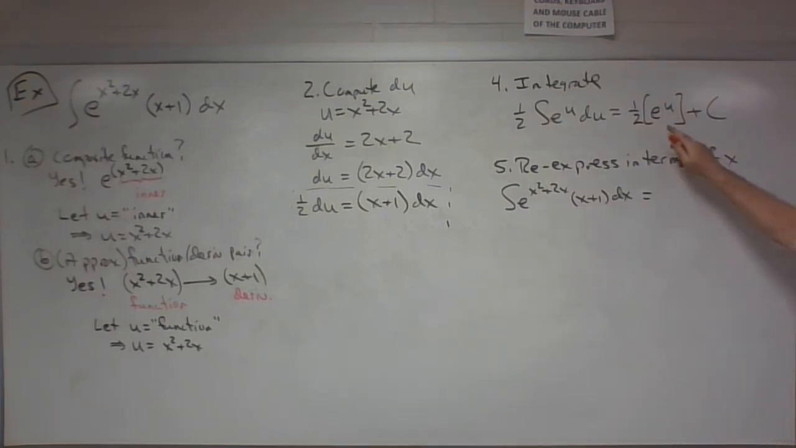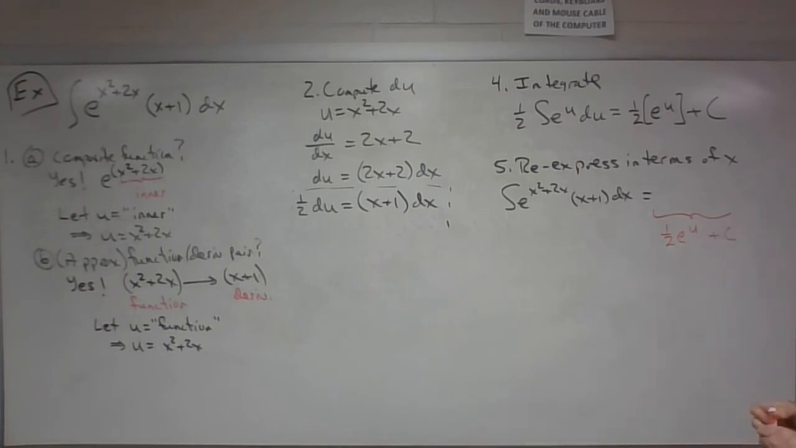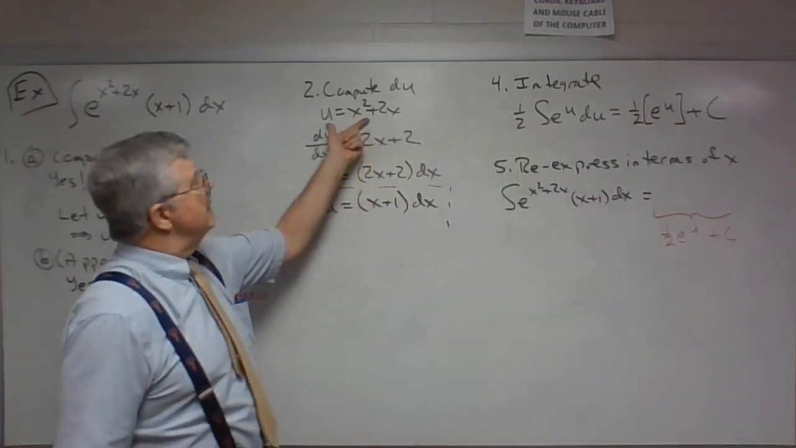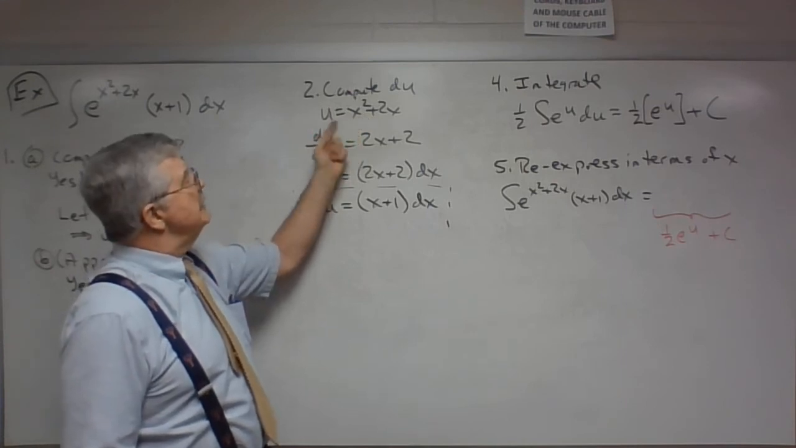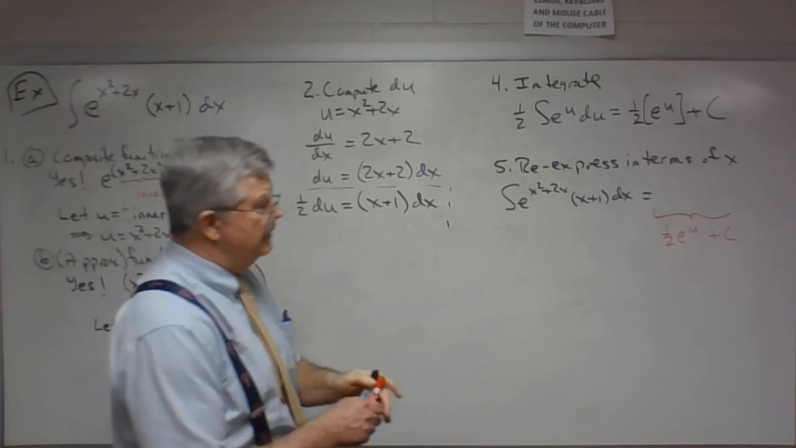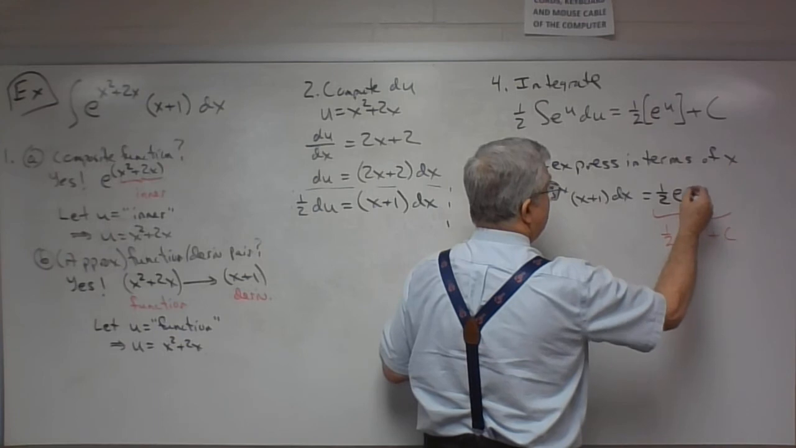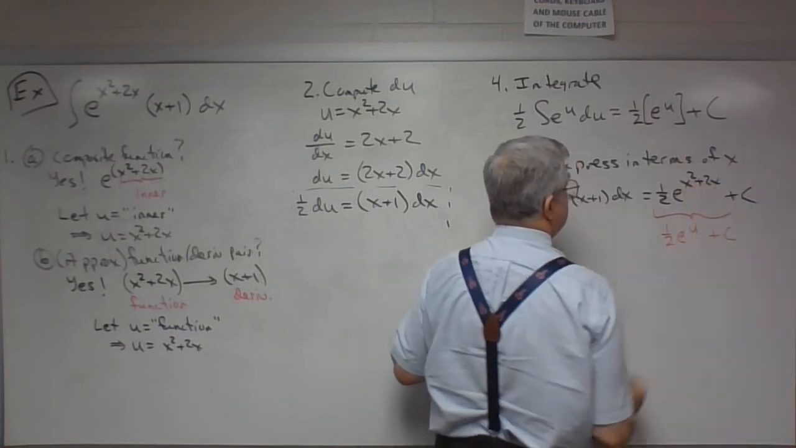Now we know what the answer is in terms of u. It's 1/2 e to the u plus c. We want our answer in terms of x. And back in step 2, we have the rate of exchange between x and u. u is equal to x squared plus 2x. So 1/2 e to the u is 1/2 e to the x squared plus 2x plus c.